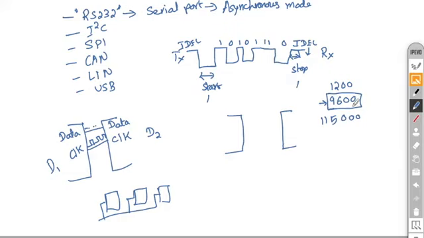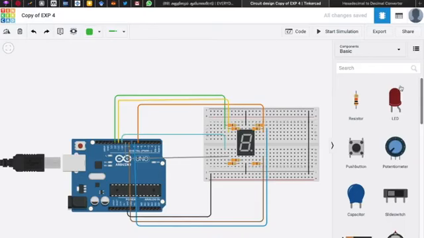Now, baud rate is the rate of change of information in the serial port per second, referred to in bits per second. Based on this information, we are going to write the program now.